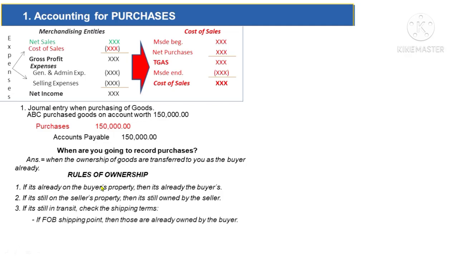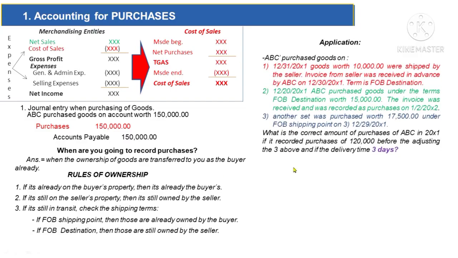And number 3, if it is goods in transit from the supplier, then you should check the shipping terms, because if it is FOB shipping point, then you can already consider it as your purchases because it's already yours. But if it is FOB destination, then you can't record purchases yet since the goods are still the seller's. Now let's apply this to see if you understood the rules on the transfer of ownership. So here's the illustrative problem. You can pause the video first so you can read the problem thoroughly, and assuming that you have already read it, let's try to analyze the problem.